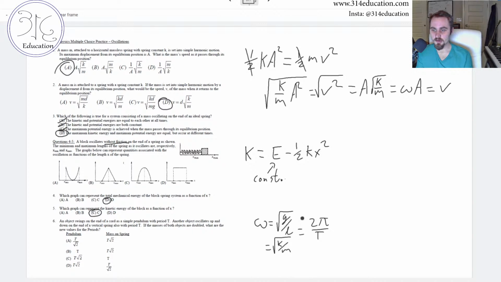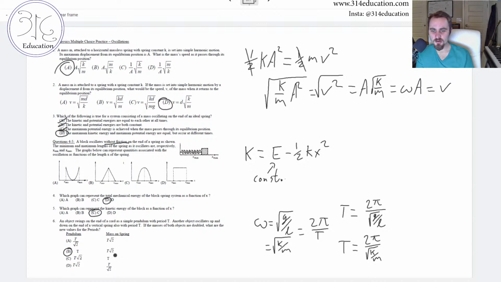And so we want to solve this for t. In the case of the pendulum, t is equal to 2 pi over root g over L, which we could simplify a little, but I'm just going to leave it like that. And in this case, t is equal to 2 pi over root k over m. Now we want to see what happens when the mass doubles. You might be able to tell from here, the pendulum isn't going to change because none of these terms depend on mass. And so that actually only leaves us one option. That leaves us with B.